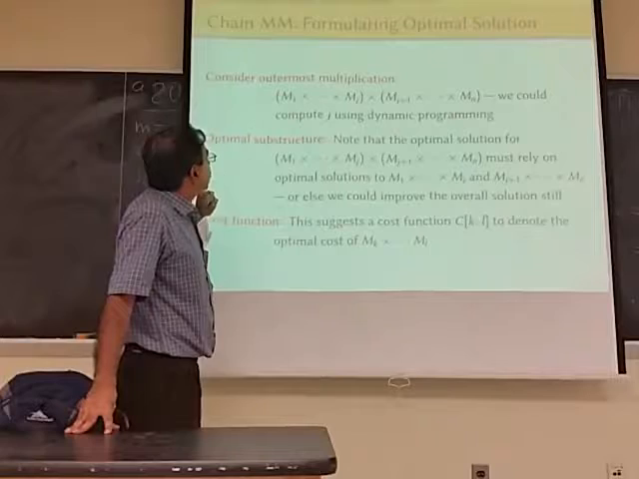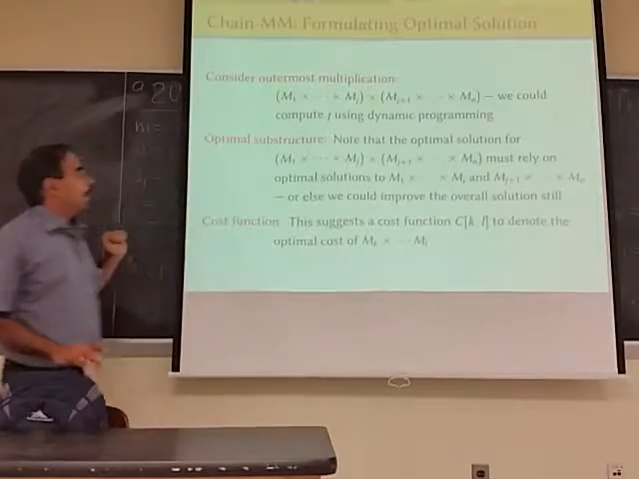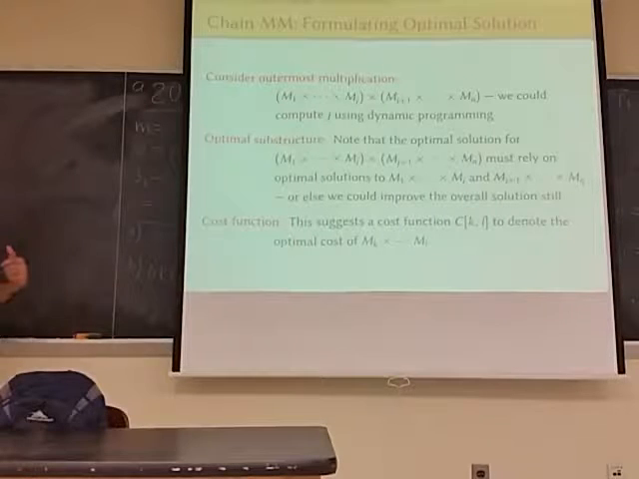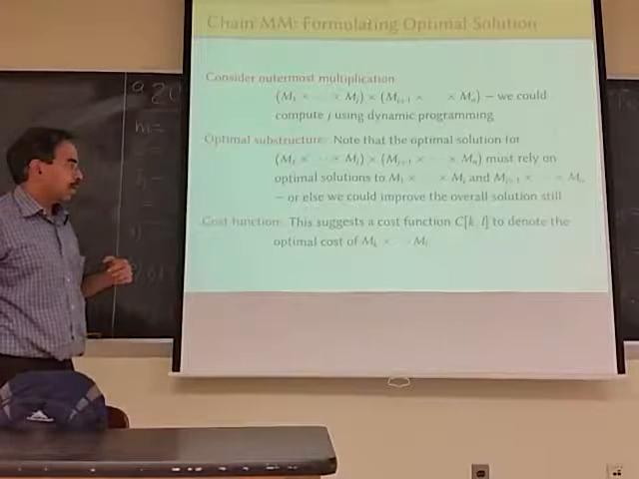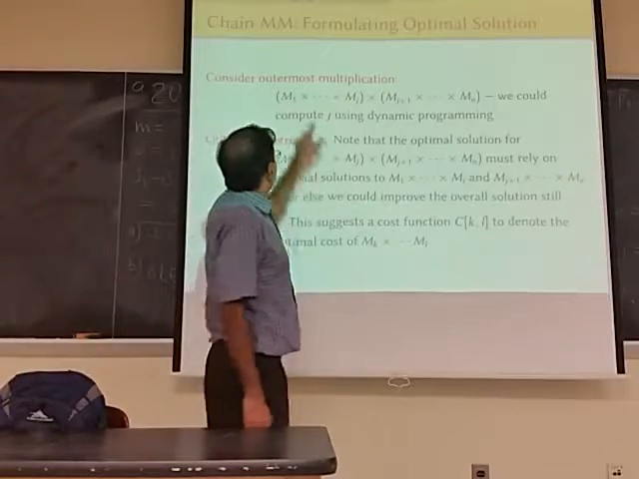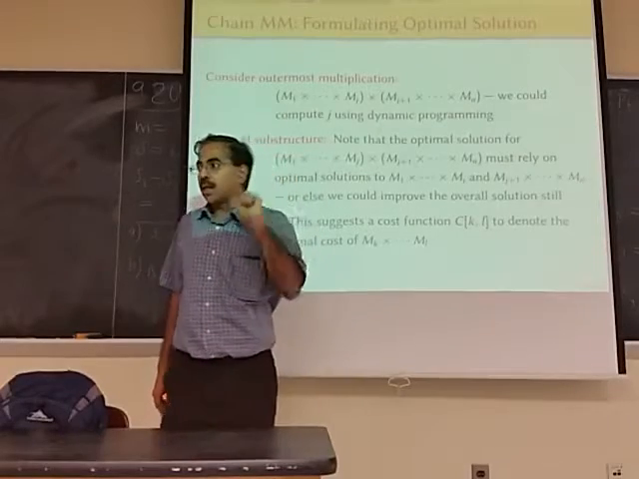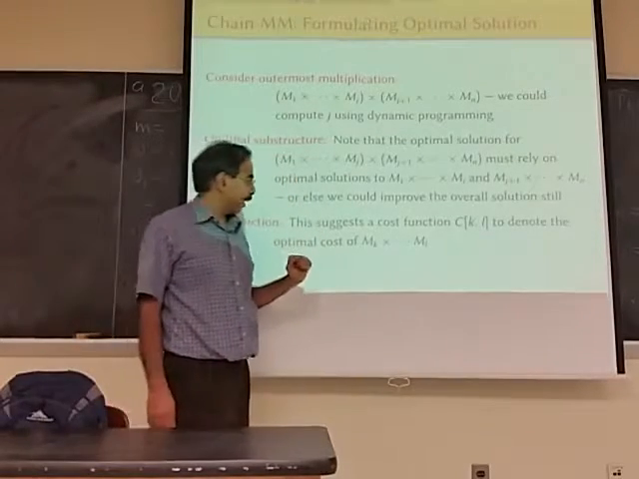So what we are going to do is compute these optimal ways to do the product in a bottom-up way. Now we are going to remember the cost of computing m1 through mj using a two-dimensional array.